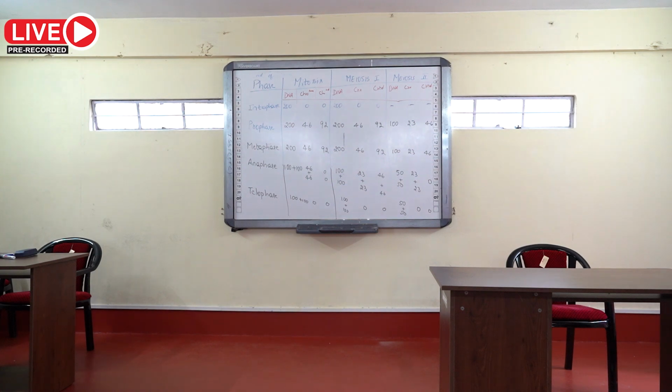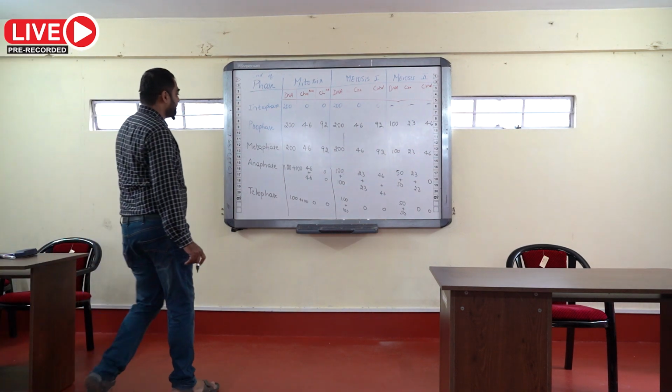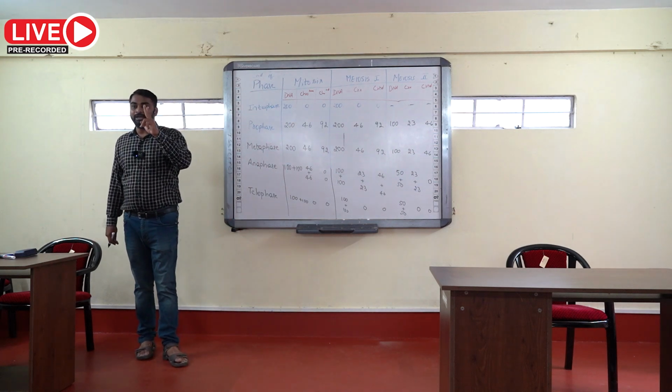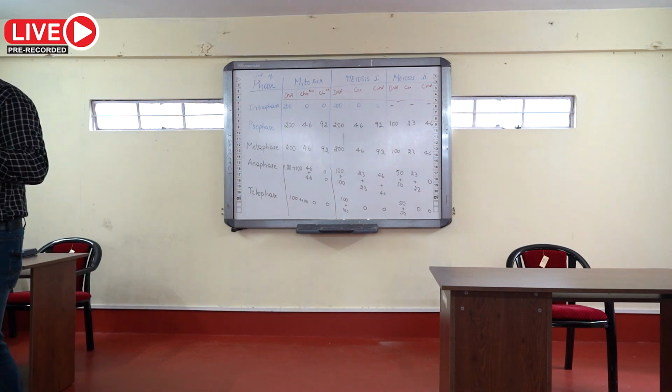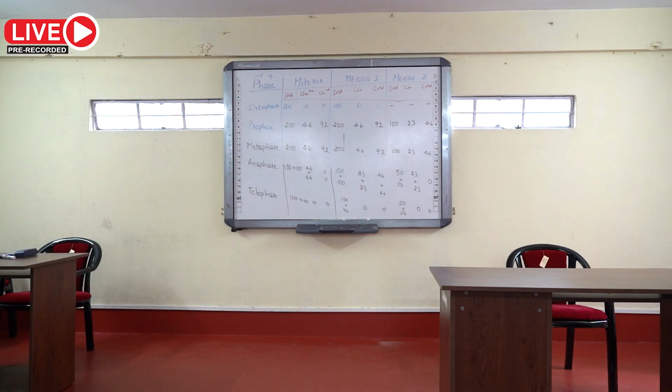Alright, now you understand this? Is it clear? Two assumptions we have made. One assumption is the parent cell has 100 units of DNA and it is a human cell with 46 chromosomes. That's all.